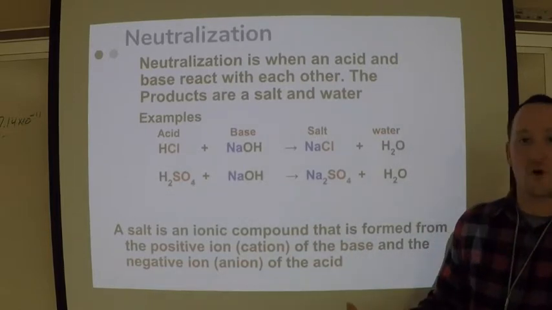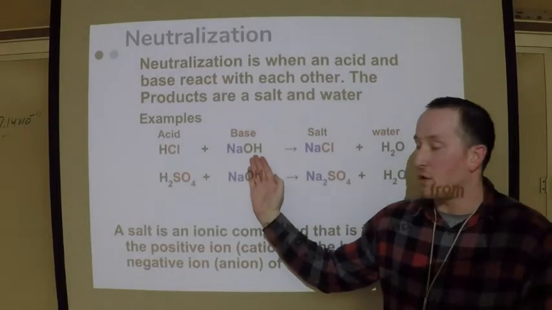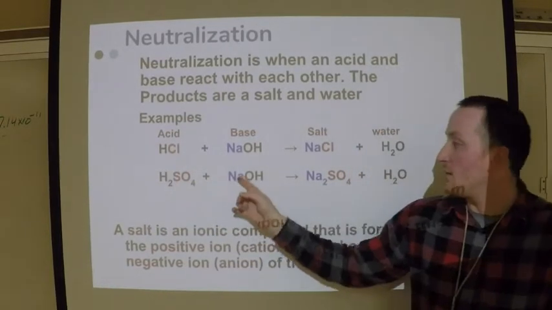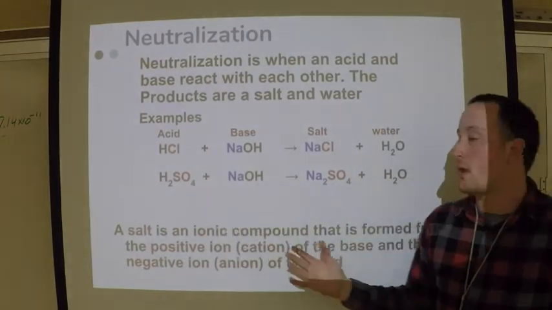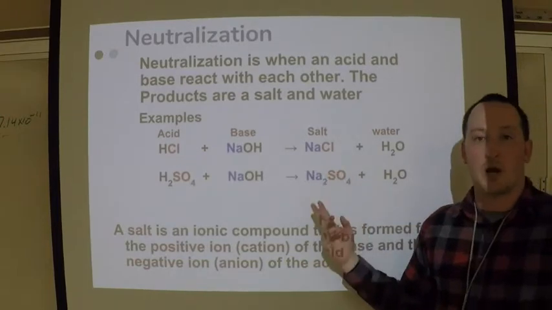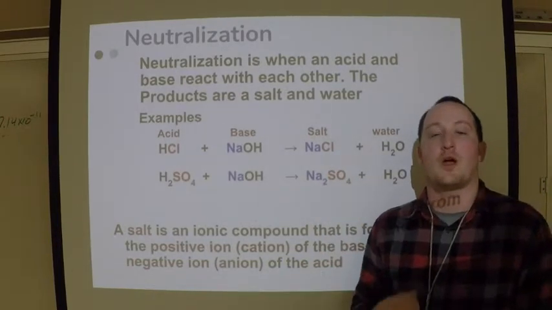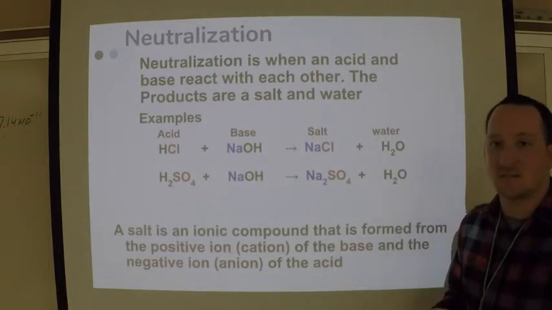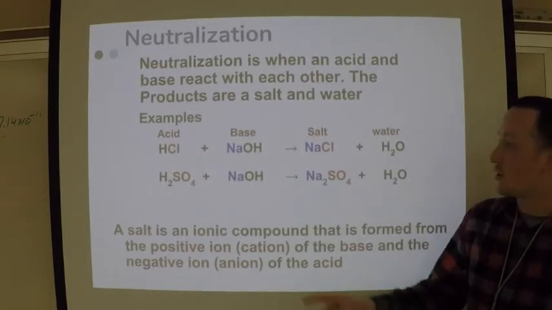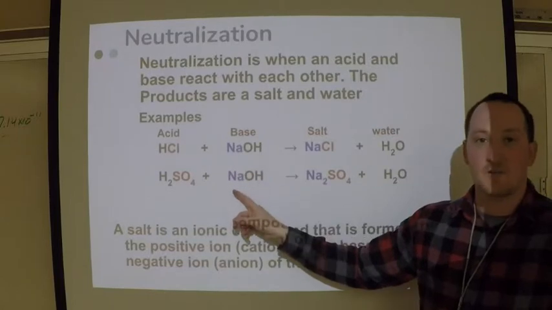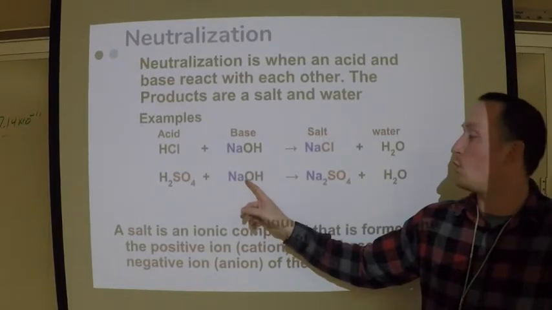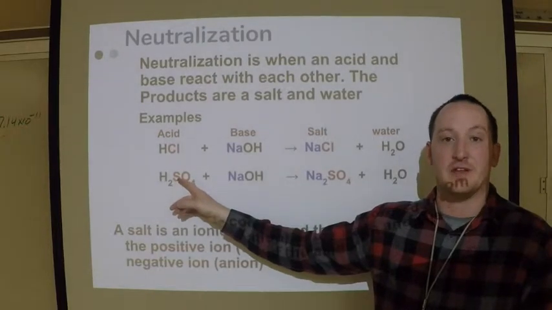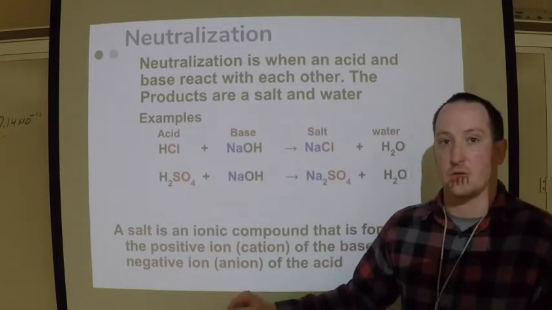Well, to find the salt, all you do is get rid of the OH, get rid of the H, and plug those two together. Now you might ask, does it matter which way I write it? Yes, it does. You always write the cation first. The cation is the positively charged ion. So the positively charged ion, the cation, will always be with the base. The negatively charged ion, the anion, will always be with the acid.